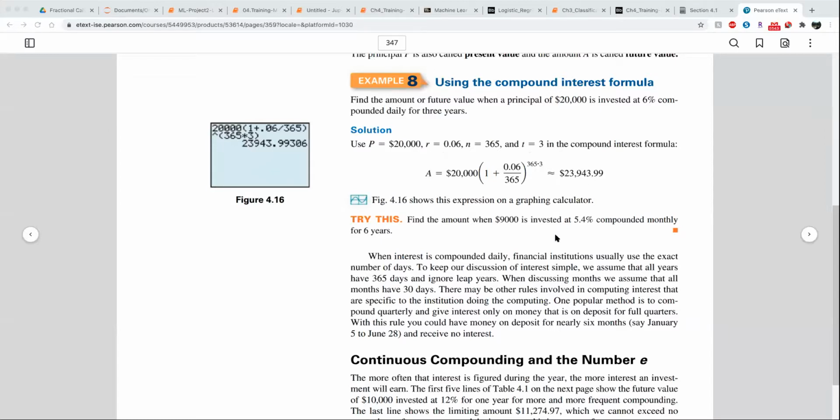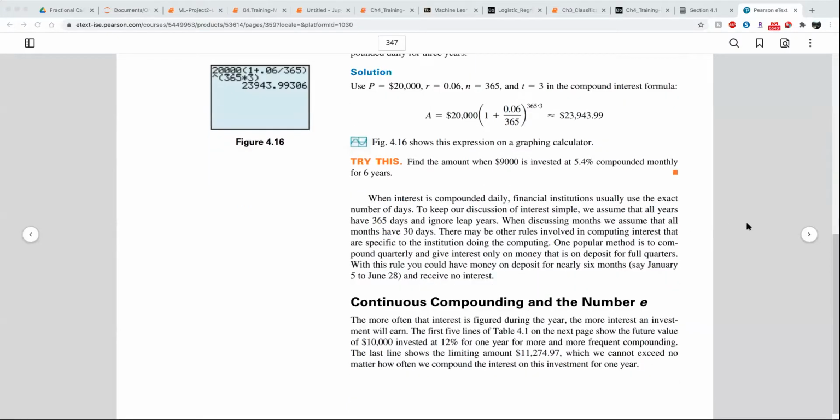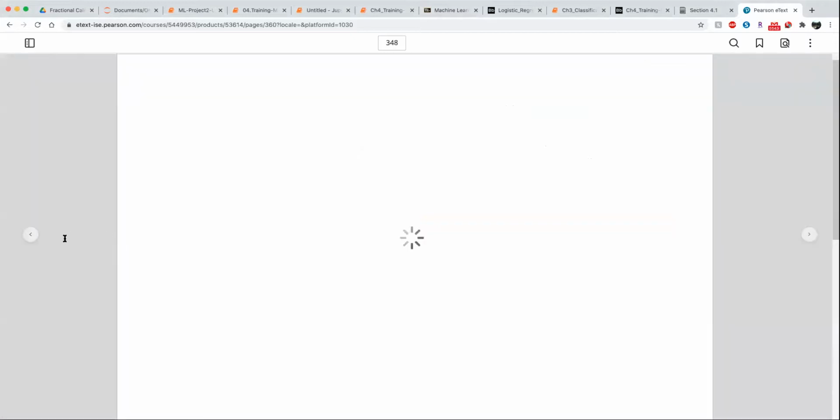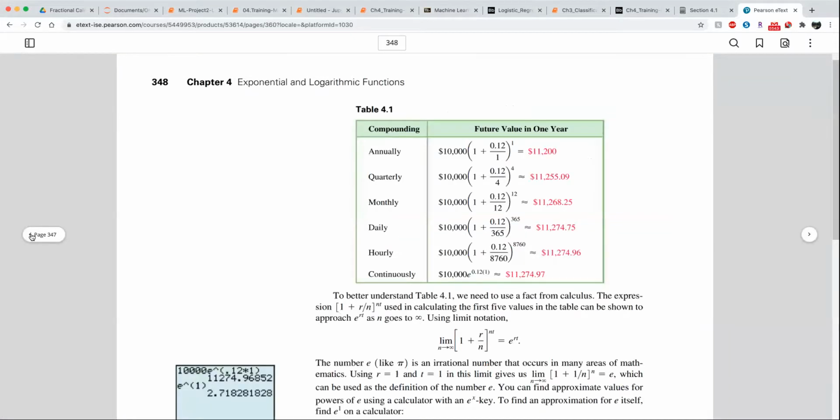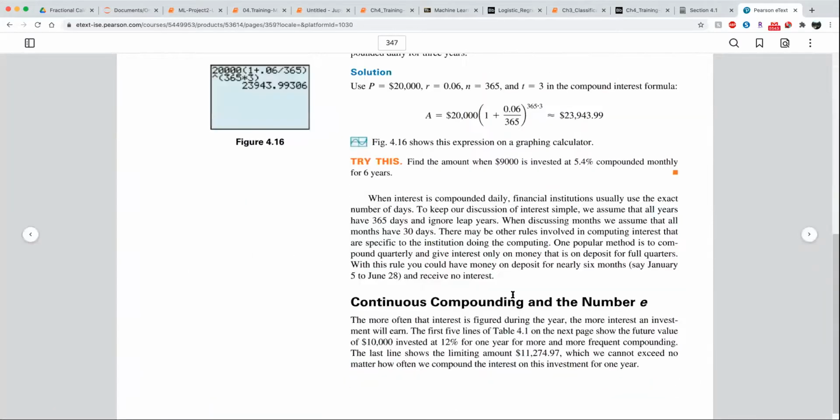Now, the next one is continuous compounding and the number e. Okay, so I'm going to talk about this one. Let's think about this investment.